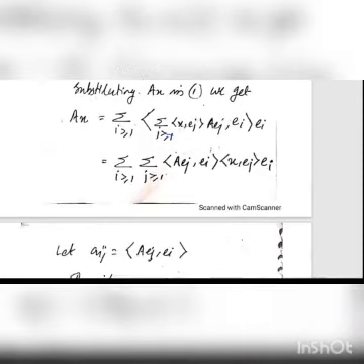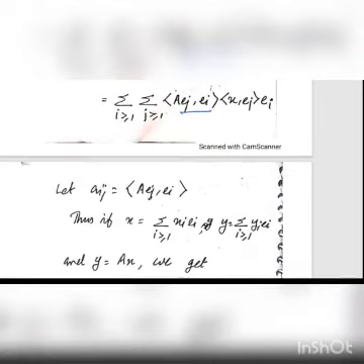Now this expression reduces to sigma of the inner product of x with ej, into ej. This is all that you already know. Now let the inner product of A ej with ei be denoted as aij. Thus I will get x equal to sigma xi ei and y equal to sigma yi ei, and y equal to Ax.